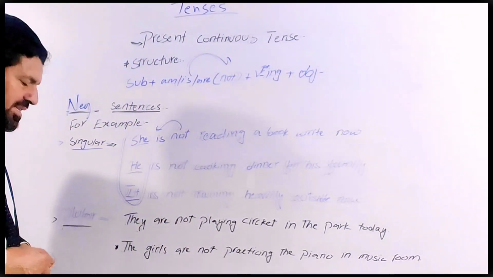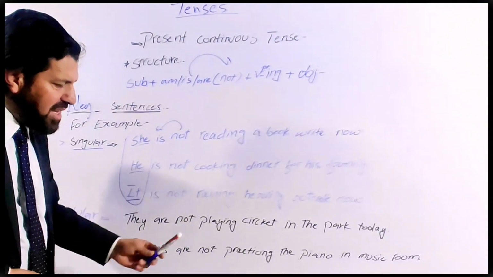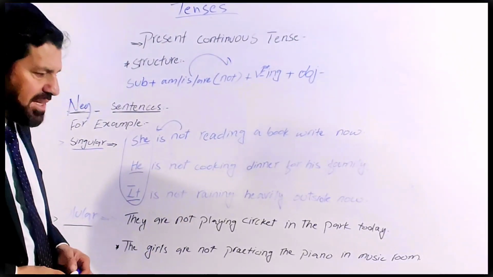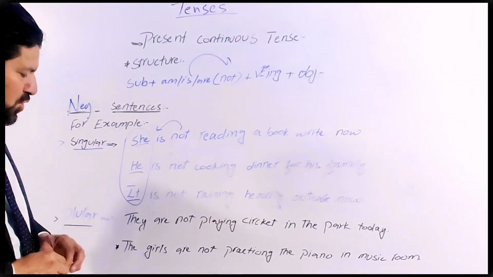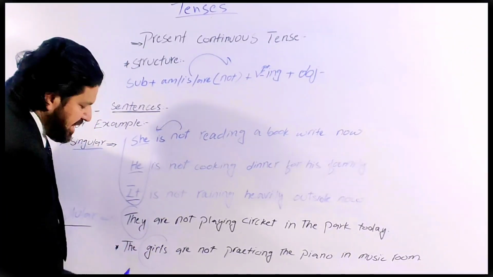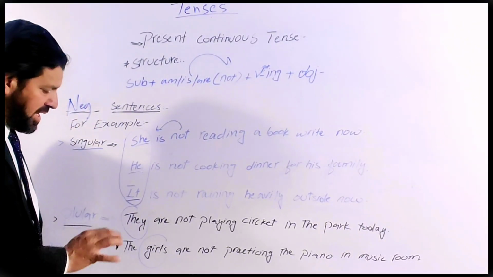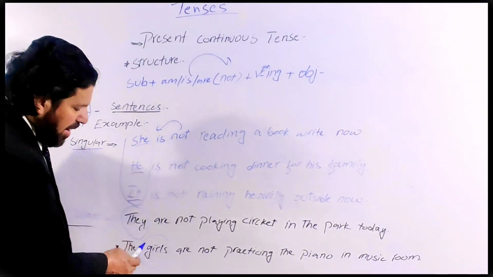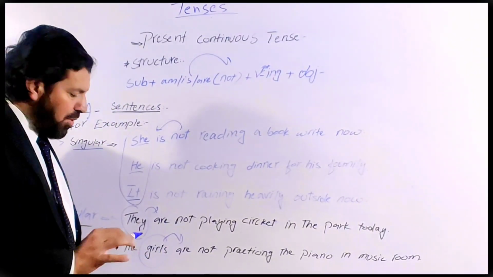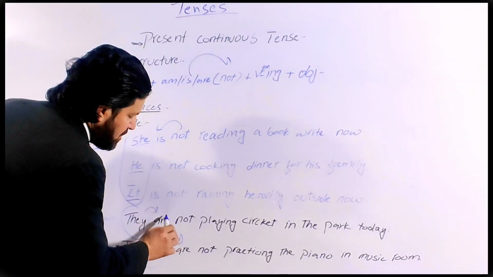Alright, so in plural sentences: They are not playing cricket in the park today, and the girls are not practicing the piano in the music room. So here we use "they" and "girls." They are plural nouns and pronouns. After "they" we use "are." So "are" is our plural verb, and after that we use "not."